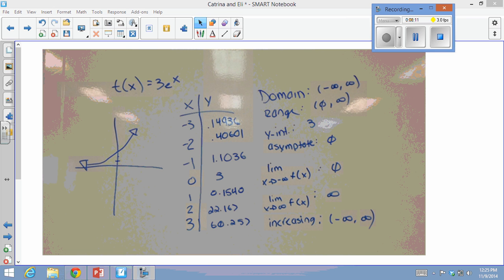Our y-intercept is 3, because when we plugged in 0 for x, we got 3. Our asymptote is 0. Our limit as x approaches -infinity, t of x, will approach 0. Our limit for x approaching infinity is t of x approaching infinity.